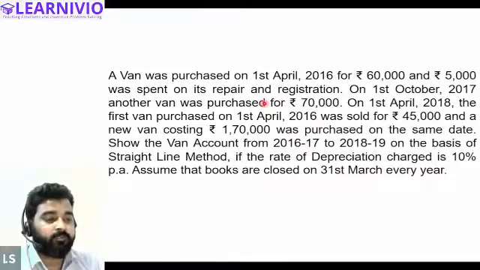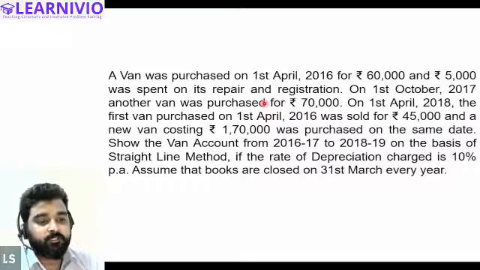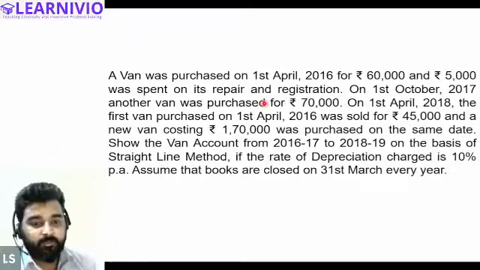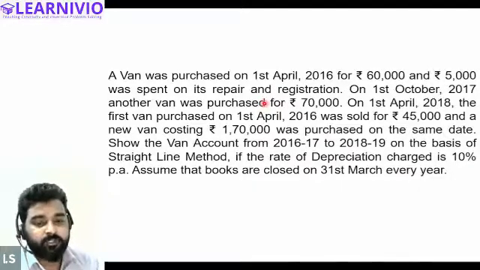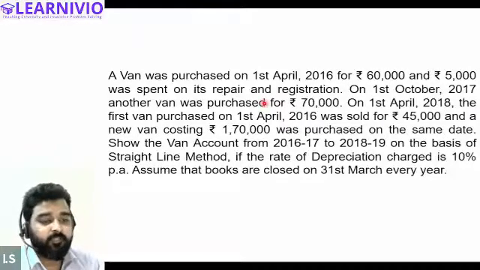So we have to prepare the account for 3 years: 2016-17, 2017-18 and 2018-19. For 3 years, we have to prepare the van account. Got it, everyone? Yes, sir. The method that we need to apply to calculate the depreciation is the straight line method, and the rate of depreciation is also given in the question. Rate of depreciation is 10% per annum. Assume that books are closed on 31st March every year.